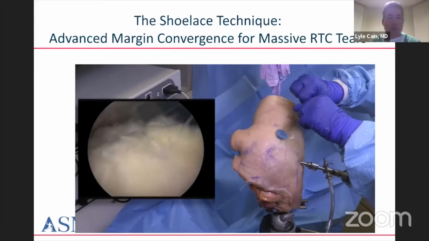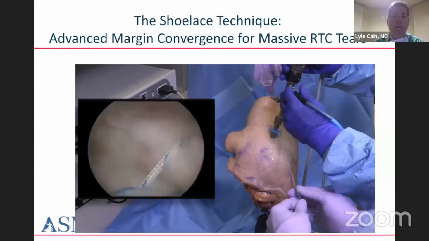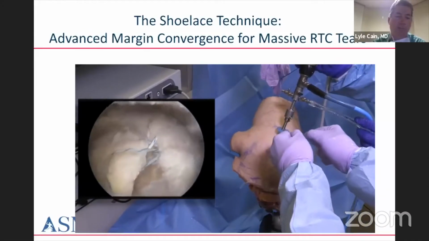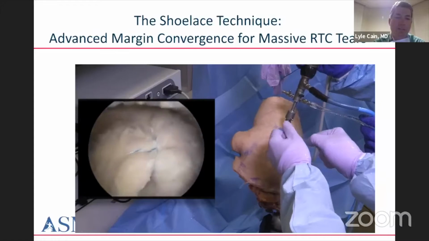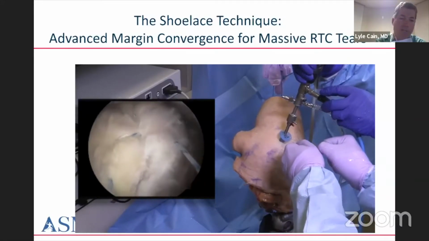And I found over the years that I can take even a massive retracted tear and I can really pull this thing together. Even if I've got very little tissue left, if you just keep working it, you can pull this thing together and cover the humeral head. And then that allows you to get some fixation.